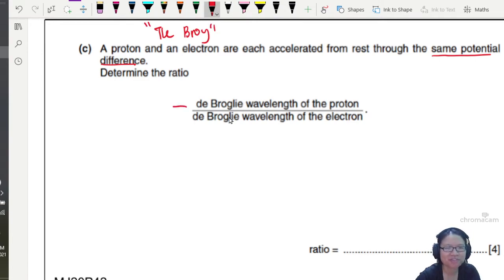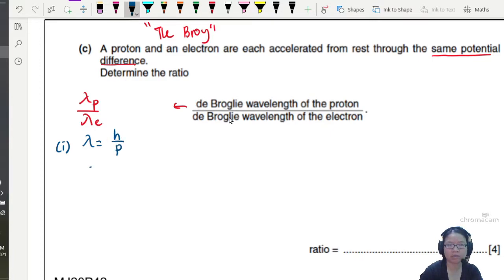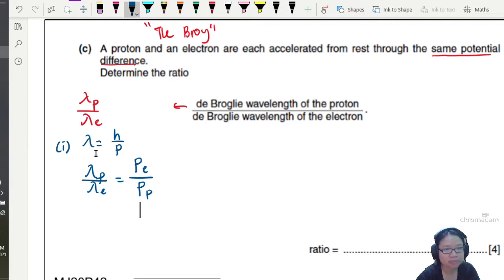Okay. So what we're looking for is lambda for proton over lambda for electron. Now to find lambda, we need the momentum. I'm going to start by first stating all the obvious things that I need, because this is 4 marks, so you kind of expect multiple steps. Number 1, lambda is equal to h over p. So from this, wavelength of proton to wavelength of electron is equal to momentum of electron over momentum of proton. Inversely proportional, we will flip it.